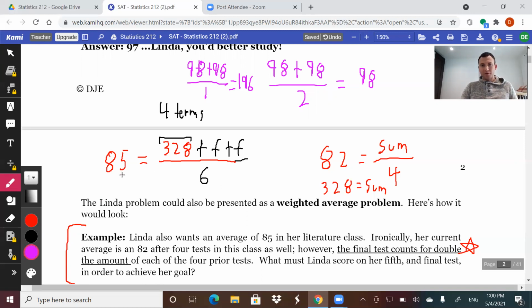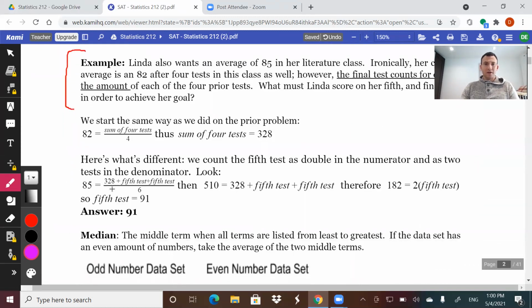Anyway, what happens here is we have 6 times 85 again, and I'll scroll down. So that gives us 328, and 6 times 85 gives us 510, and we have 510 equals 328 plus 2f, because two of the 5th tests. And then subtract 328, right? So we get 182 equals 2f. So in this case, f is going to have to be 91.